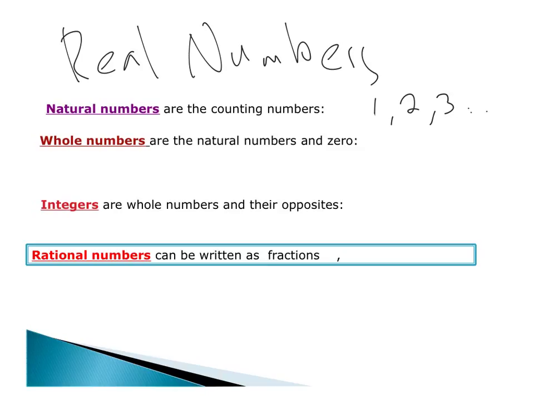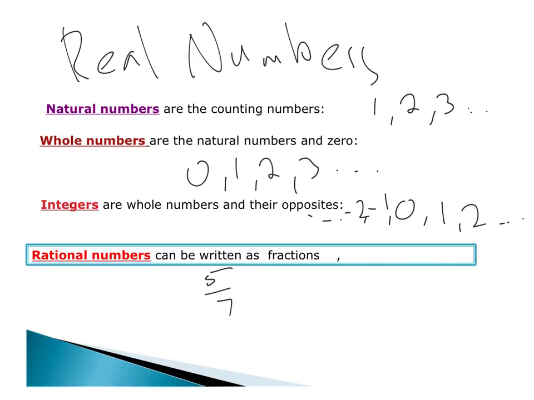Now whole numbers are just our natural numbers, but now we're going to include 0. Integers are whole numbers and their opposites. So if I start with 0, I have 1 and -1, -2 and +2, and so forth. And lastly, we have rational numbers. Now the key with rational numbers is they are numbers that can be written as fractions. So for example, 5/7.